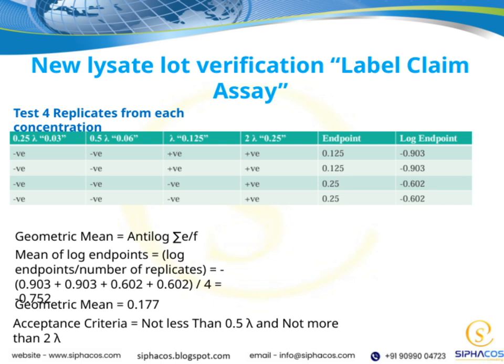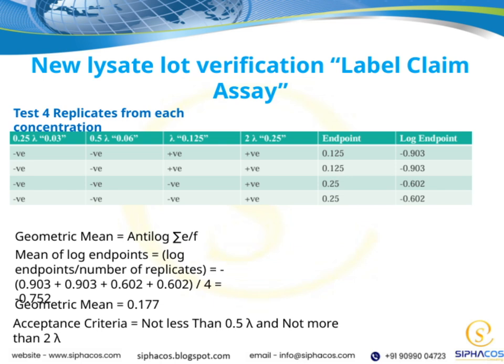To get a better understanding of the log endpoint calculations, we look at the mean of the log endpoints, which is calculated as the sum of the logs divided by the number of replicates. In this case, the logs are minus 0.903, minus 0.903, minus 0.602, and minus 0.602, and when we average them, we get minus 0.752.